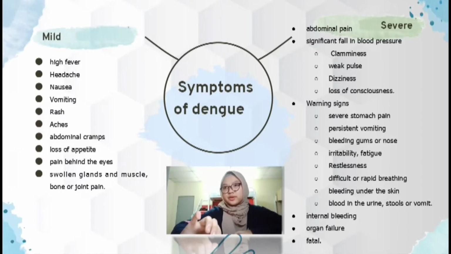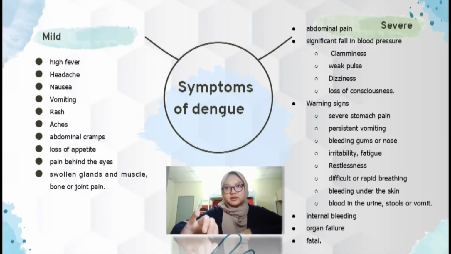Severe dengue occurs when the blood vessels are damaged and leaky, causing the number of clot-forming cells, or platelets, in the bloodstream to drop. Thus, it leads to shock because of the abdominal pain, significant fall in blood pressure, internal bleeding, organ failure, and can be fatal. Significant drop in blood pressure will result in clamminess, weak pulse, dizziness, and even loss of consciousness.